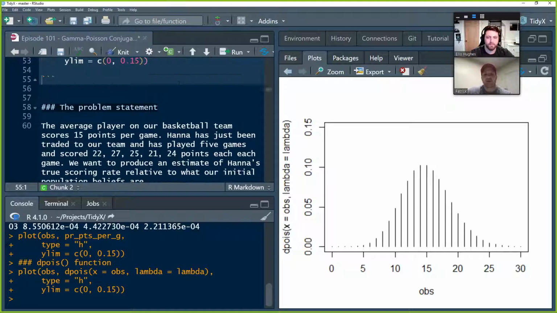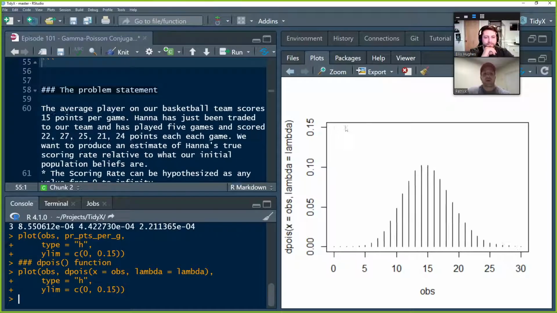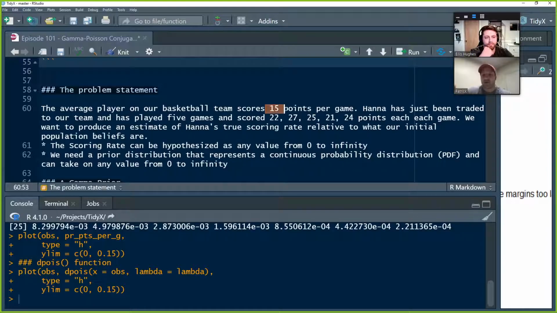Okay, so let's approach this as a problem statement. The average player on our basketball team, the average player for our population, is 15 points per game. And we just got a new player named Hannah, and Hannah is an absolutely devastating scorer. She's gone 22, 27, 25, 21, and 24 points each game over the past 5 games. And what we want to do is we don't want to get too crazy here and assume that maybe she's the next Sue Bird. But we want to take a step back, and we want to estimate Hannah's true scoring rate relative to what we know about the initial population.